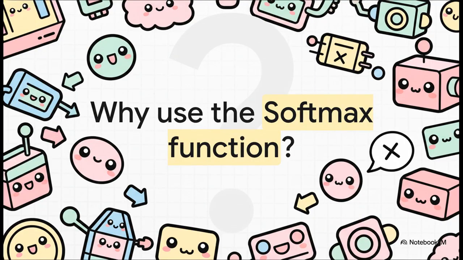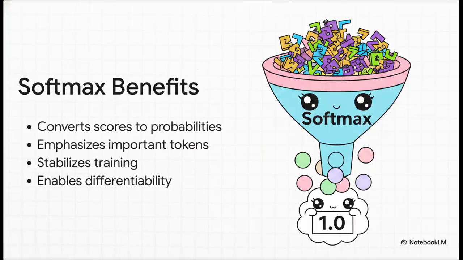Next, rapid-fire question 2. Why do we use the softmax function? Softmax is crucial because it basically takes messy, raw dot product scores and converts them into perfect, clean probabilities that all add up to 1. It turns raw math into a clean percentage that the AI can easily understand, highlighting the important words, pushing down the irrelevant ones, and making the whole training process smooth and differentiable.